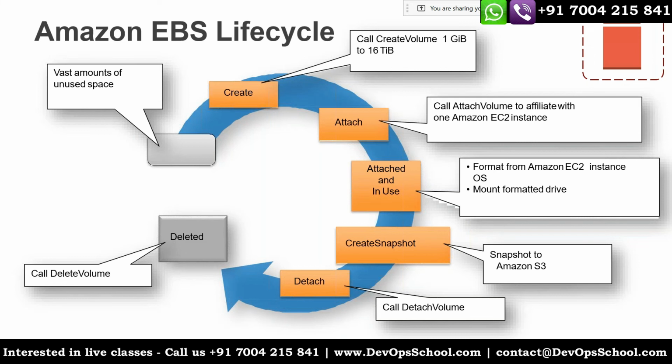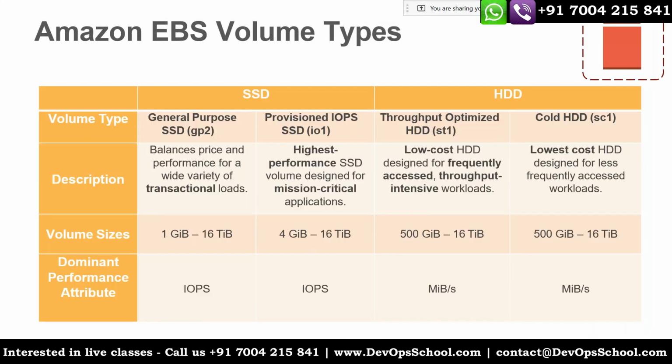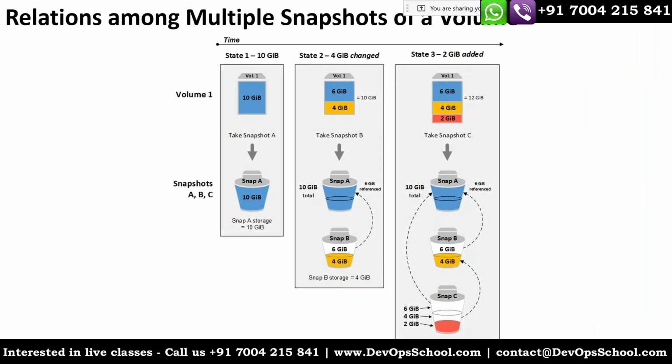So creating a volume, attaching to the instance, and then attached and in use means mounting basically and using it, and create a snapshot means create a backup, and detach. Are you understanding this workflow life cycle? All of you? Okay, so I'll not complicate this too much.